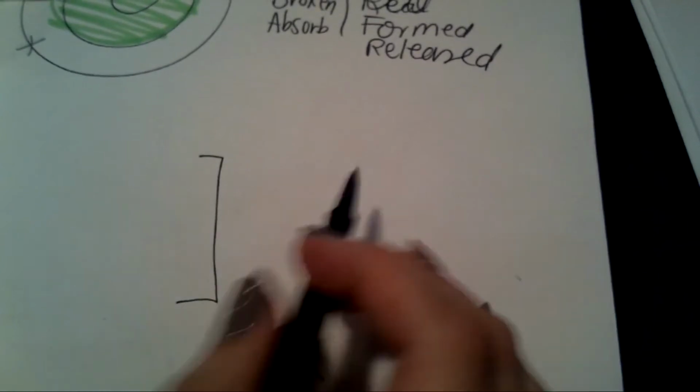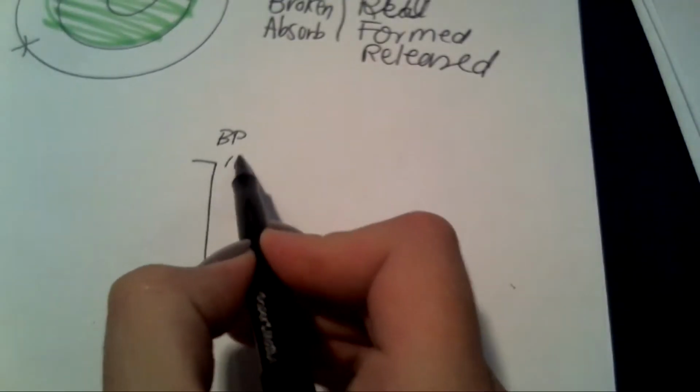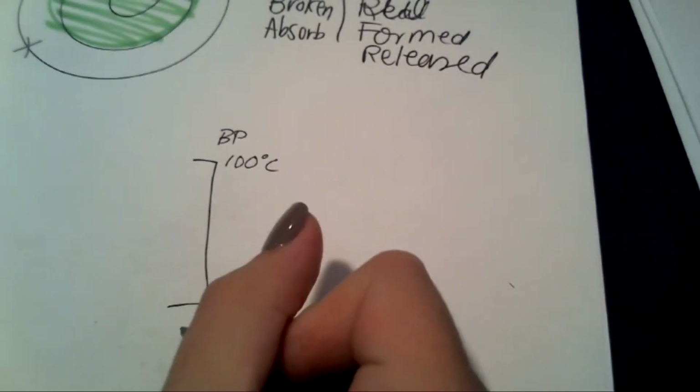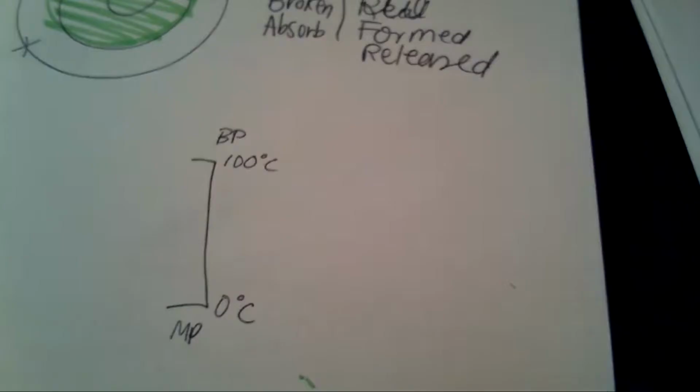So we have, looking at just standard water, a regular thermometer that you can't see, again because I'm a knucklehead. On a standard thermometer, the boiling point of water is going to be 100 degrees Celsius, and the freezing or the melting point is going to be 0 degrees Celsius.